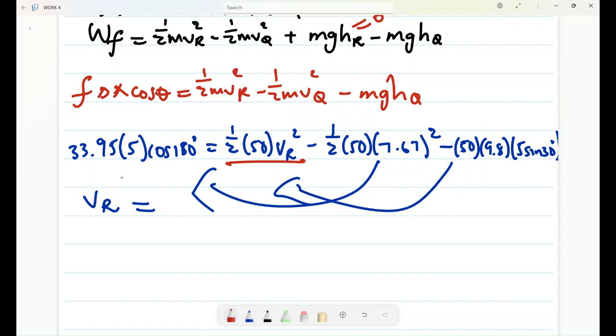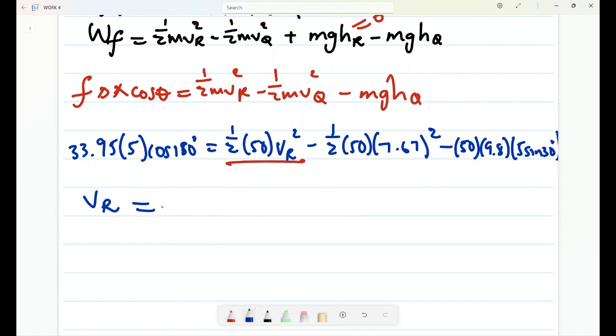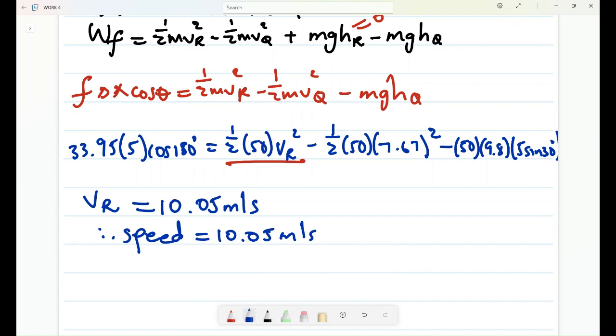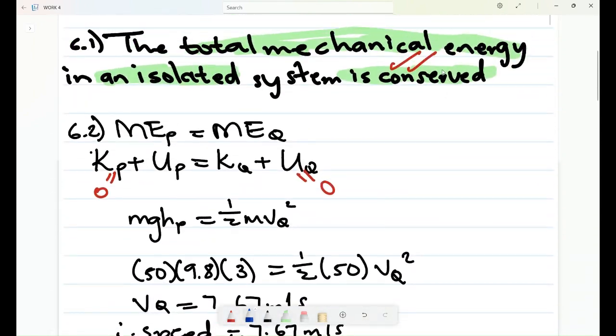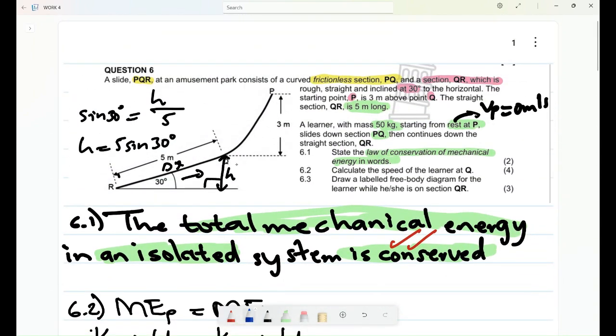But your final answer should be the velocity at R as 10.05 meters per second. Therefore, I conclude that the speed is equal to 10.05 meters per second. All right, yes, that's it. Remember, my value is correct, because my velocity here is 7.67 and here it is 10.05. So it shows us that as my object moves down, its velocity increases.